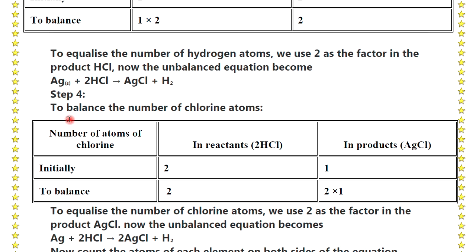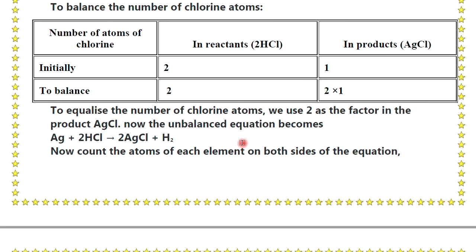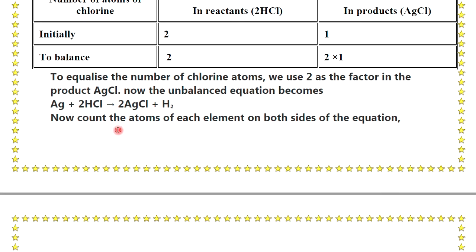Step 4, to balance the number of chlorine atoms. The number of chlorine atoms is initially 2 in the reactant, 2HCl. In the product AgCl it is 1, so to balance, multiply by 2. To equalize the number of chlorine atoms, we use 2 as the factor of AgCl in the product. Now the equation becomes Ag plus 2HCl gives 2AgCl plus H2.